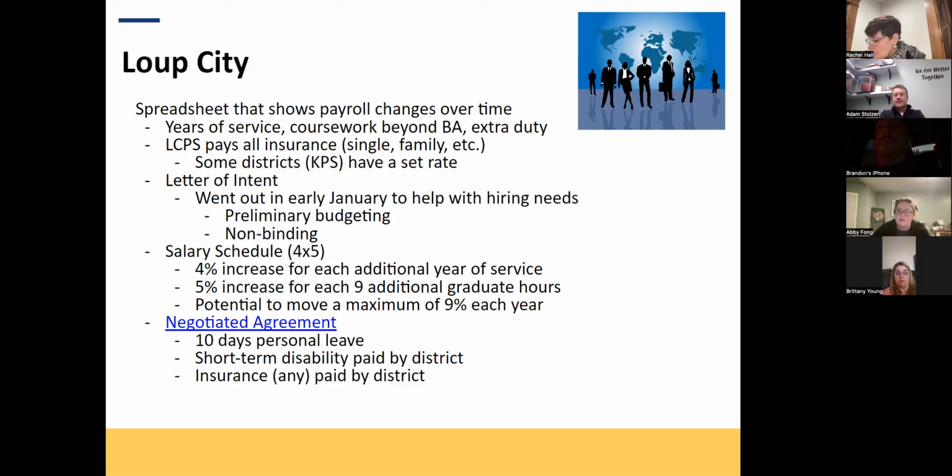And it also leaves some people kind of in limbo if they go on maternity leave, because you really quickly run out of days. So the district does pay short-term disability, and pregnancy is considered a short-term disability. That's how a lot of our folks are able to get maternity leave, so that is paid by the district. And then, like I mentioned, any insurance that the person may need is also paid by the district. So those are the three big bullet points in our negotiated agreement that I thought would really affect any sort of budgeting.